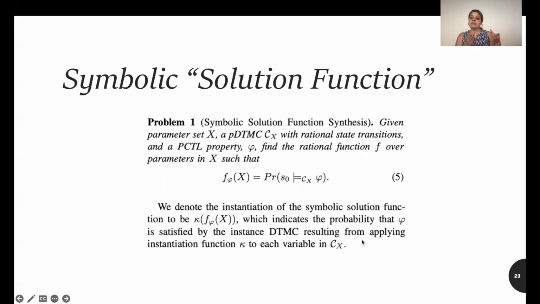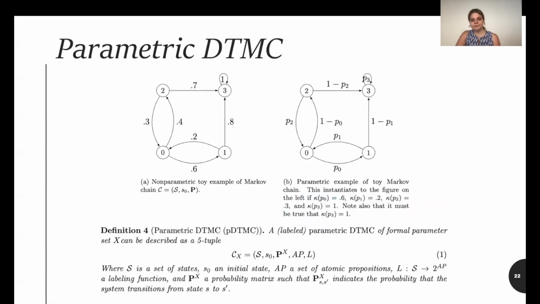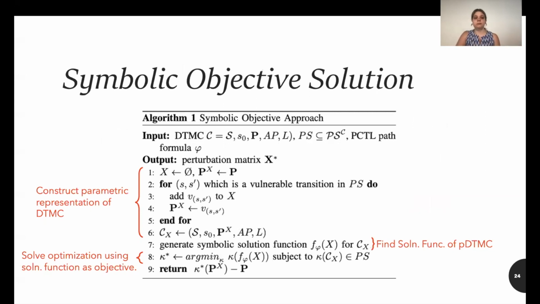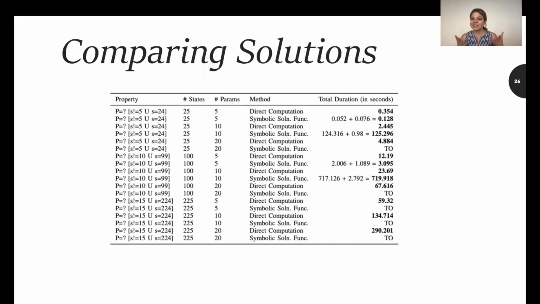Then we can find this F sub phi of X, which is the probability of satisfying the property in the symbolic case. And this is really useful because then when we're running the optimization, we only are looking at this symbolic representation of just a function, and we can just instantiate and then compute the function, and that is a very fast operation. So we have pseudocode here for what we're doing, which is basically first taking the original Markov chain and constructing a parametric representation of it. Then we generate this symbolic solution function, and then we solve the optimization using this solution function as the objective. And so in this way, we're giving more pre-computation steps, but the objective function is going to be easier to compute. And so we look at our results, and when we compare these two solutions, we actually get a bit of a surprise.